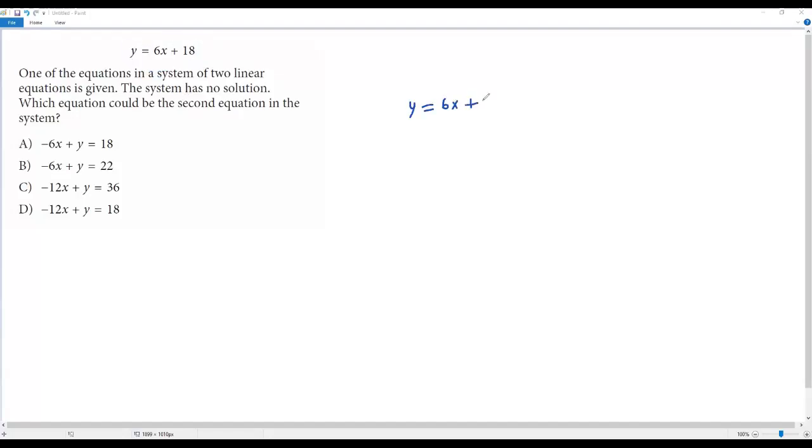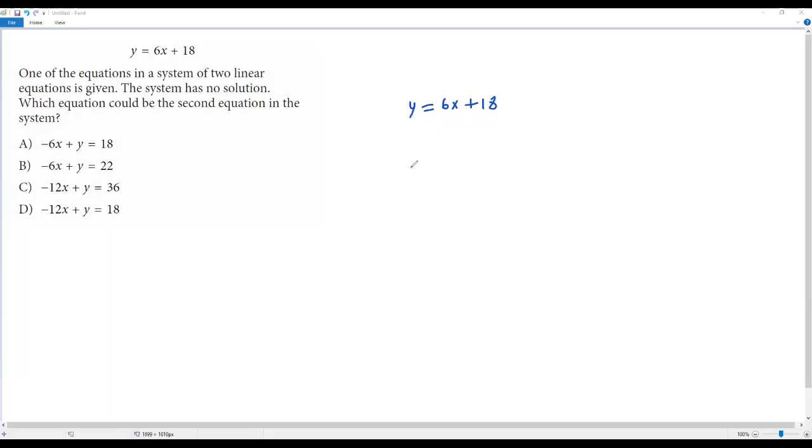to 6x plus 18, and we have to find the other linear equation so that the system has no solution. Okay, here the given equation is in slope intercept form, but for the other equation we have to go to the options where in each option we have the linear equation in standard form. That is, we have x term and y term on the left side and a constant on the other side in each equation. So better we can write the given equation in standard form.